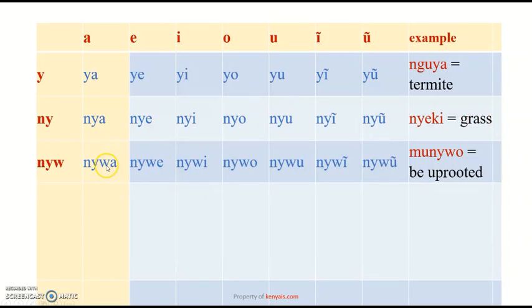Then we have nywa, nywe, nywi, nywo, nyu, nywe, nywo. An example is munywo. The last part is nywo, munywo. It's to be uprooted. Good. So thank you so much. Let me now just explain again.